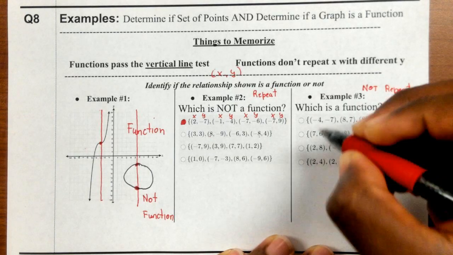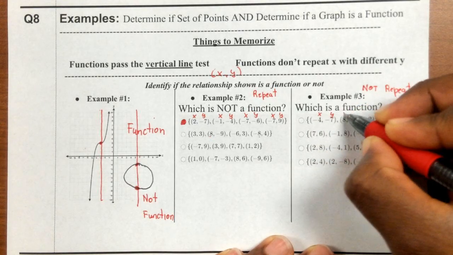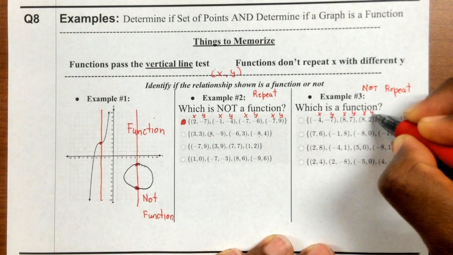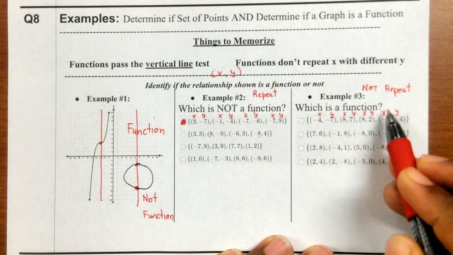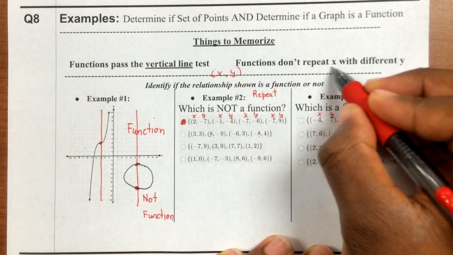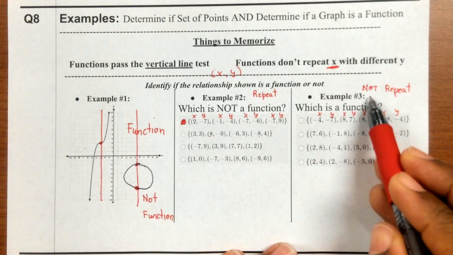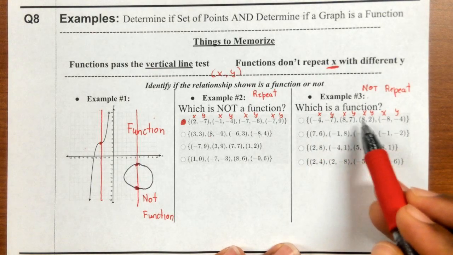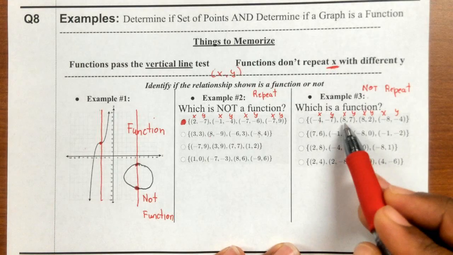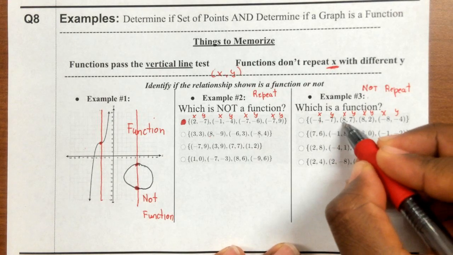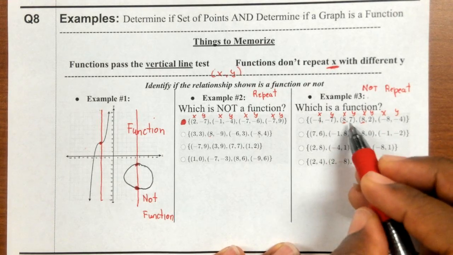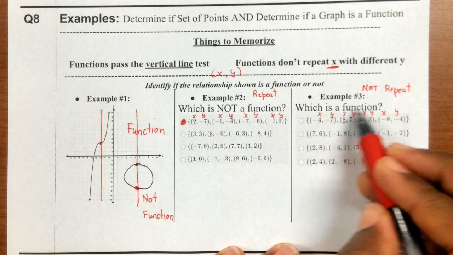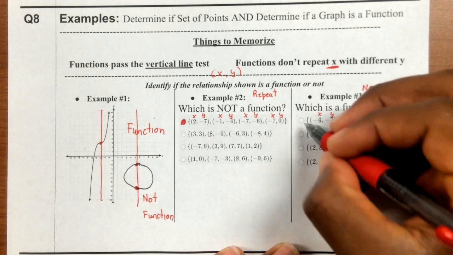When I look at the x values, this is the x and y, x and y, x and y, x and y. But again, we're focusing on the x, and we're trying to find when it does not repeat. Here we have -4, 8, 8, -8. The 8s repeat, so this is not a function. We're trying to find which one is a function, so this is not correct.